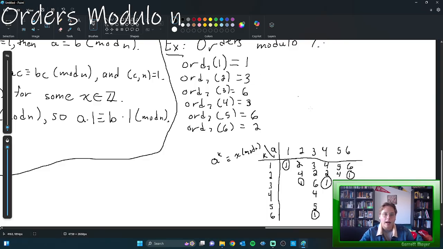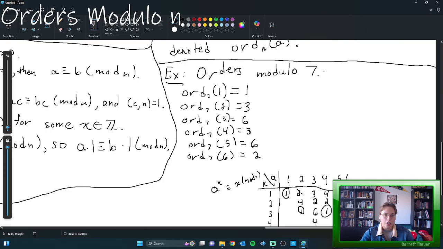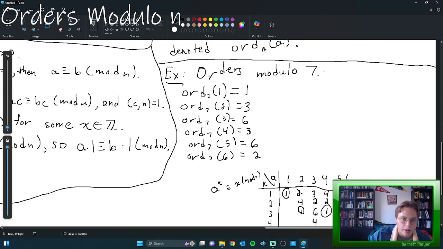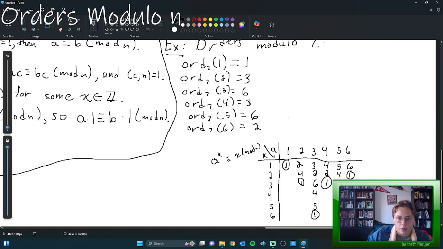So that would be how you go about calculating orders. And note that this only works if it's a number that is relatively prime with 7. Their GCD has to equal 1. And obviously 7 is prime, so all of these numbers have a GCD of 1 with 7. But yeah, that's how you would go about calculating all these orders modulo some number. And that is kind of what order represents here in this context.